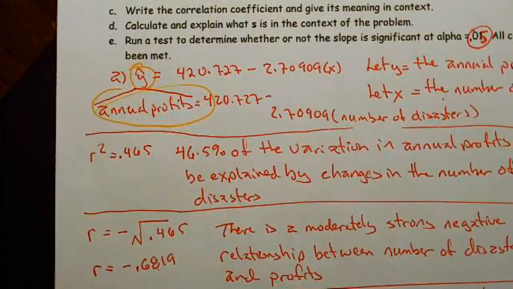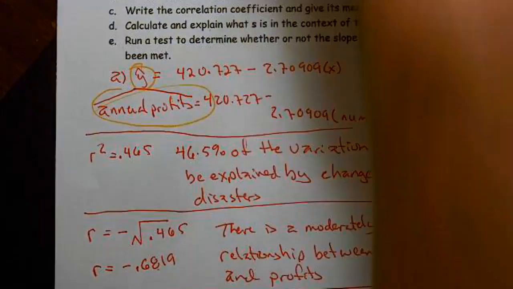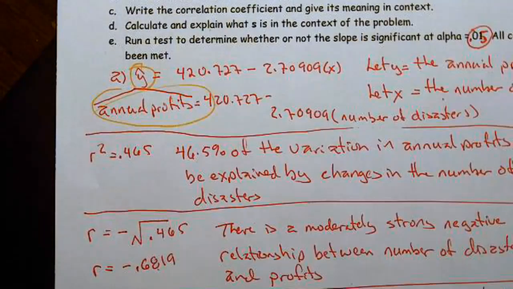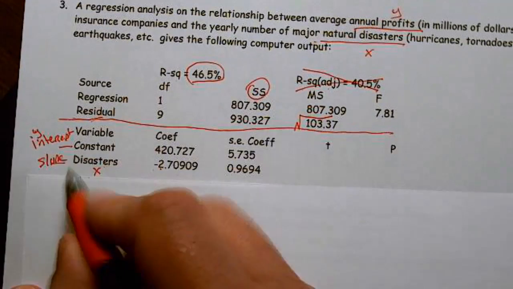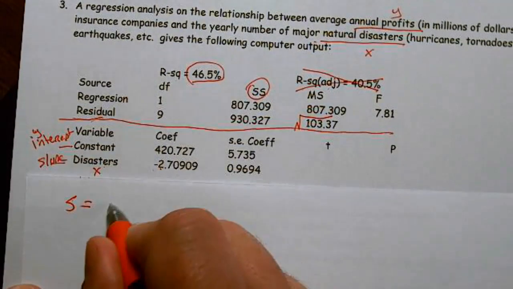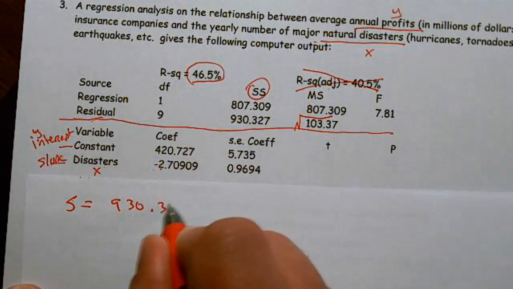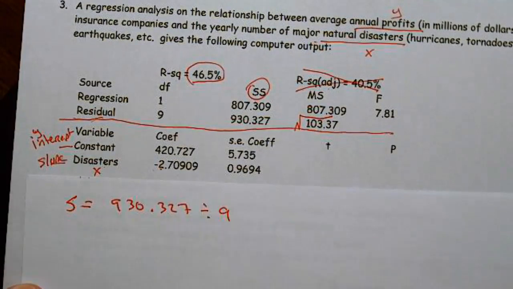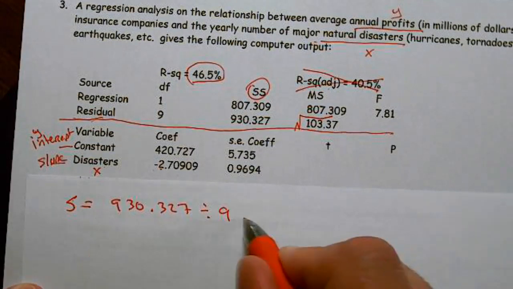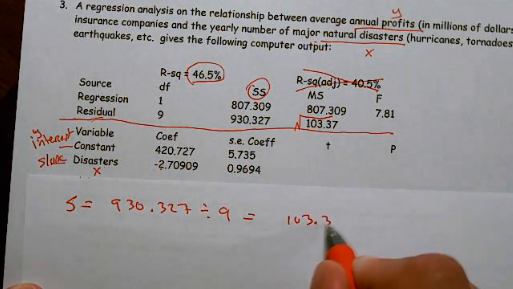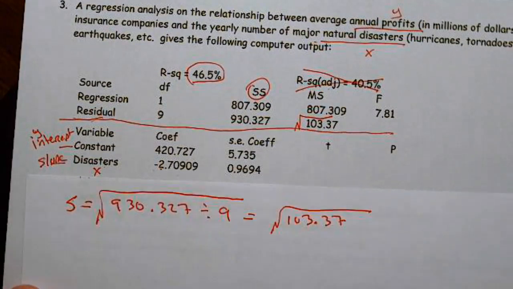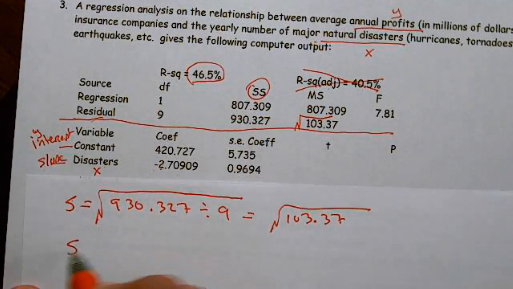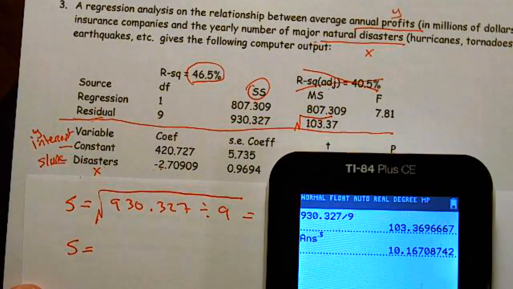So basically, I'm going to go ahead and write this down for S. Actually, I'm going to move to a separate sheet of paper because I obviously don't have enough room. So S equals 930.327 divided by 9, and that equals 103.37. Take the square root. And when we do that, we get S equals 10.16.